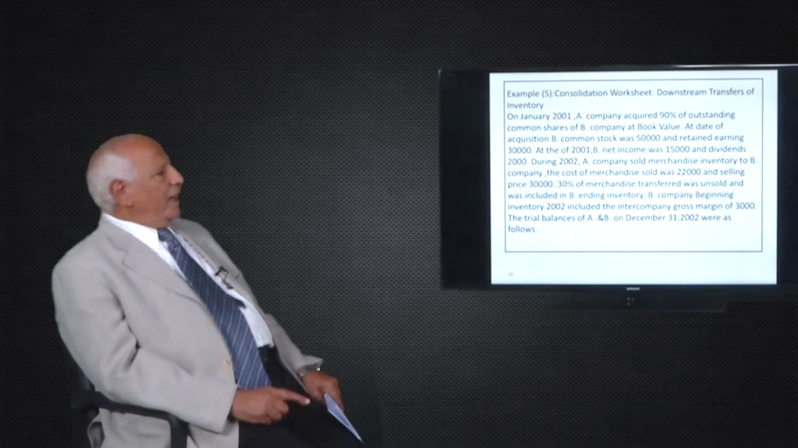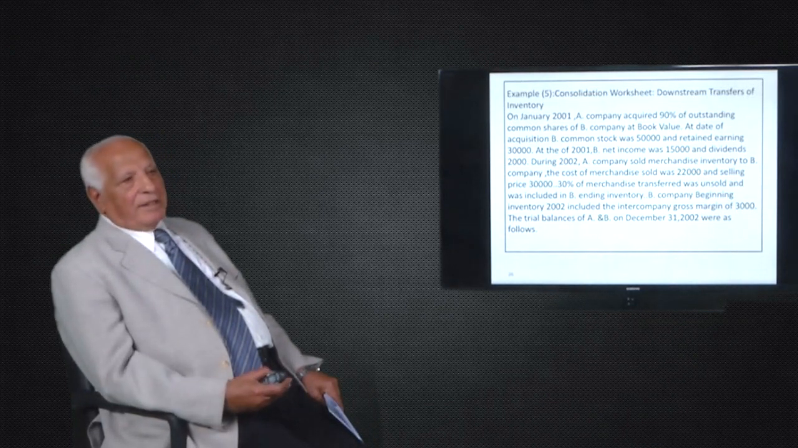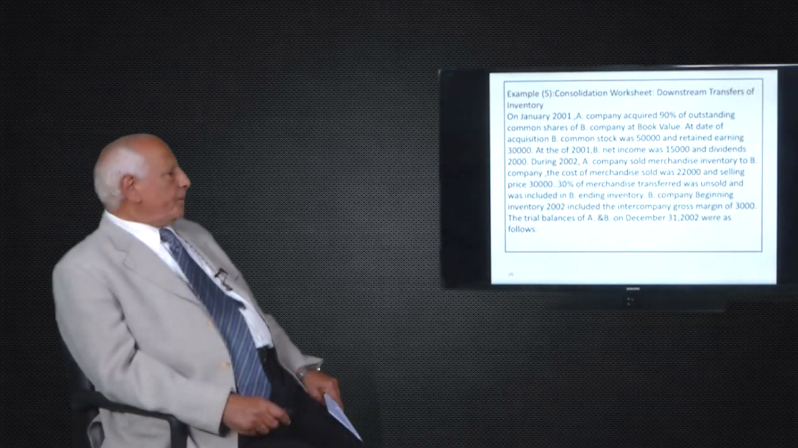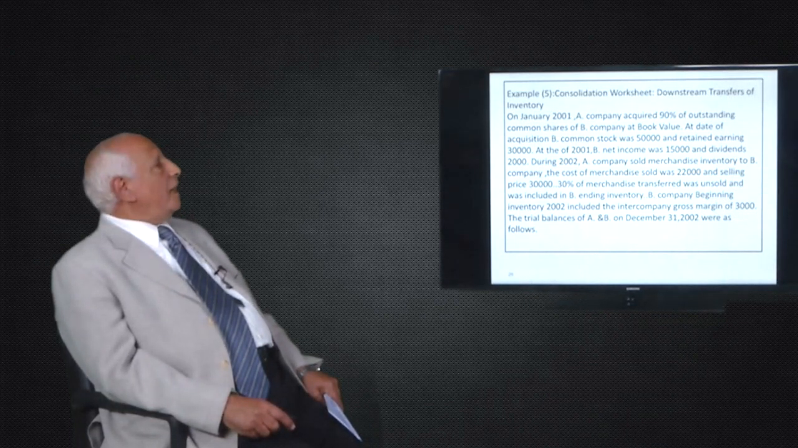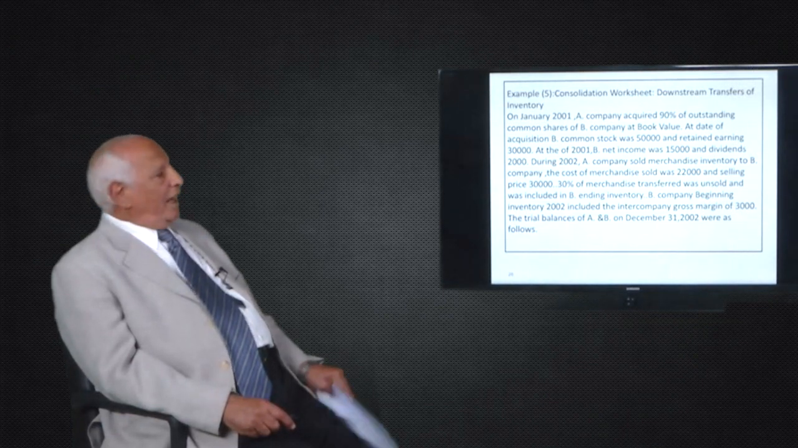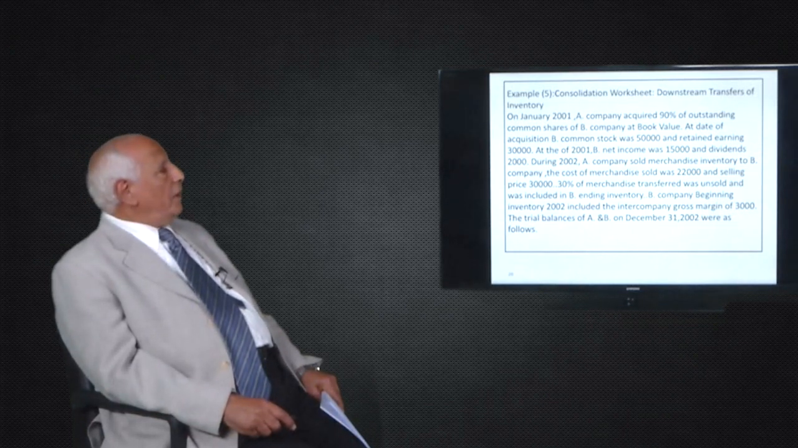Remember this example, they didn't give you the balance sheet. They didn't give you the income statement, they give you only the trial balance. You remember from accounting 1 and accounting 2, they give you debit balance, credit balance. You need to know which ones you are going to use here. Read it again. The trial balances of A and B, December 31st, 2002. Remember, this one started January 1st, 2001, and this one is the trial balance 2002. That means 2 years, okay? Because you have January 1st, 2001 to December, and another one, January 2002 until December, so you have 2 years.